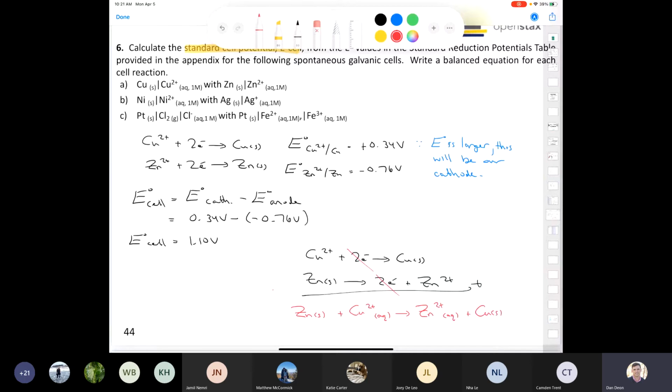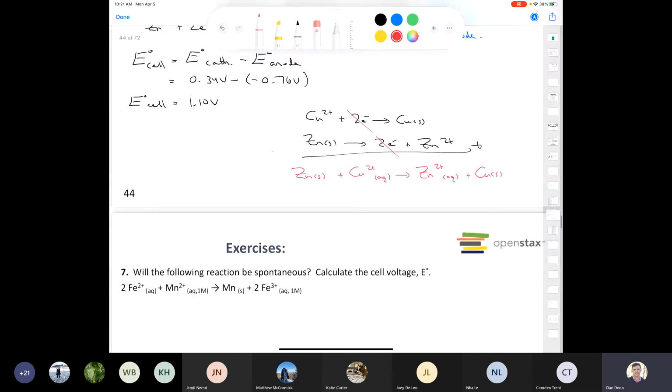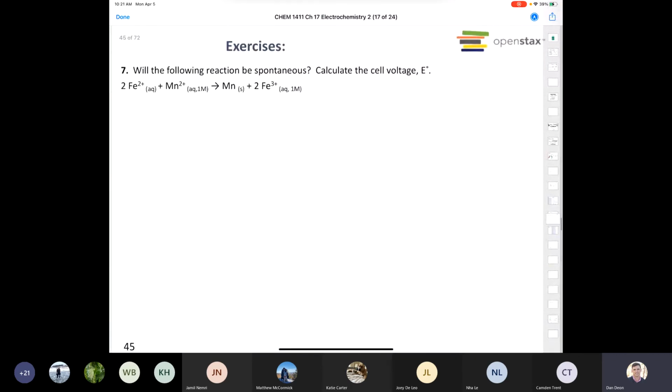Okay, again, we want to produce a functioning electrochemical cell. I don't think I gave myself any more space to solve this one, so I'm going to skip B and C for now. If we have time later on, we'll come back to them. Let's take a look at question number 7. This is a really classic question.